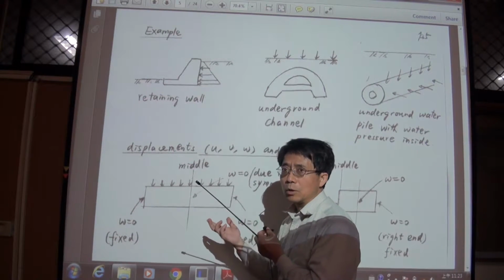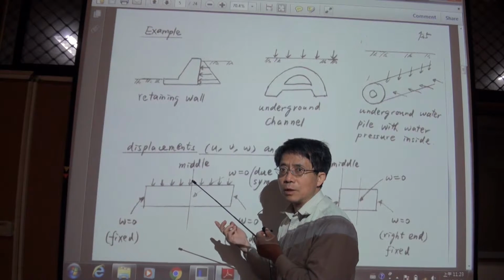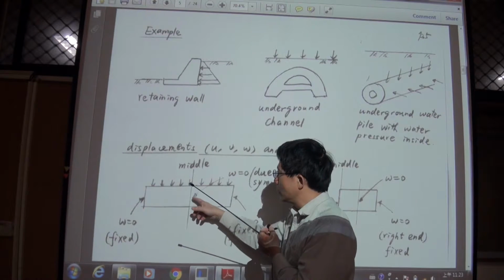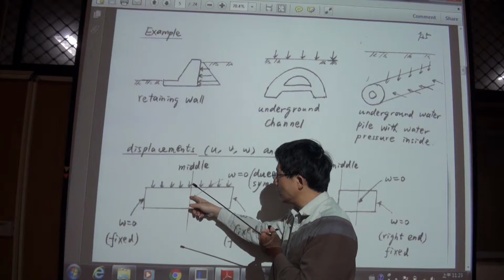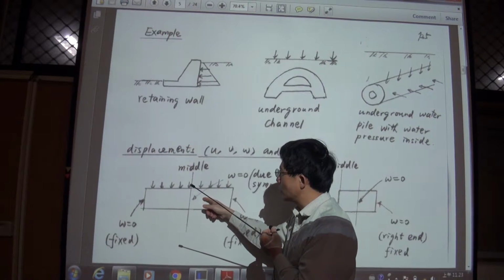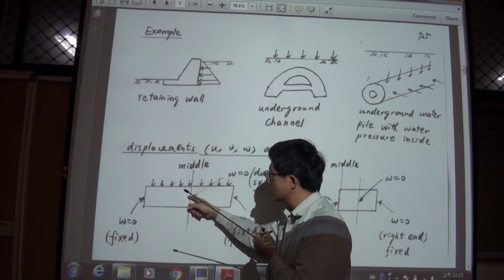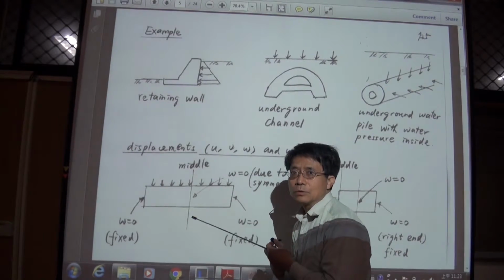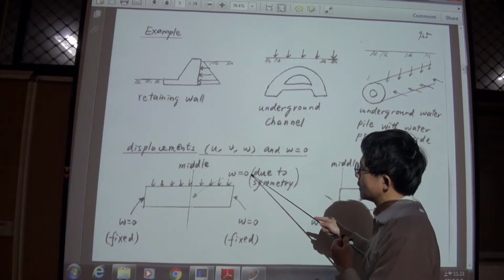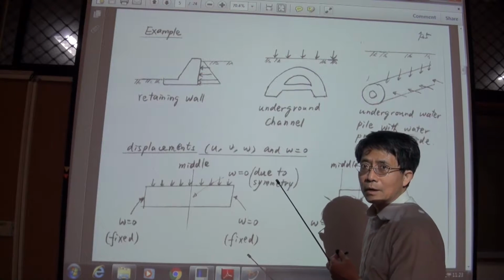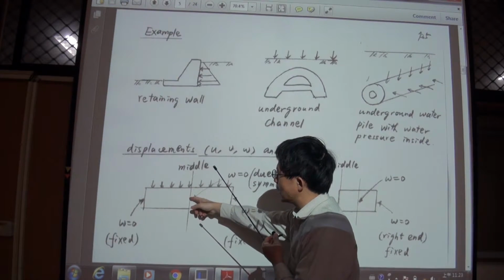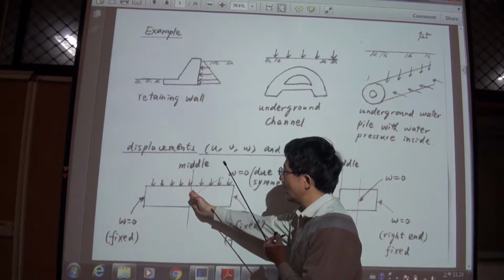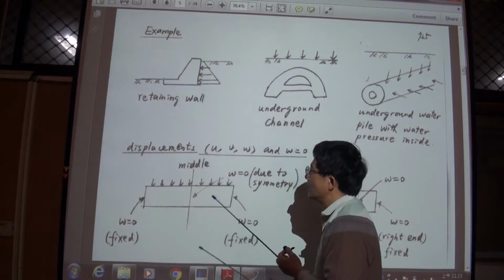So in order to keep the symmetry, the displacement in the z direction cannot go to the right, and also cannot go to the left. So the final result is it must be 0. Okay, so the displacement in the z direction must be 0. No displacement in the z direction.